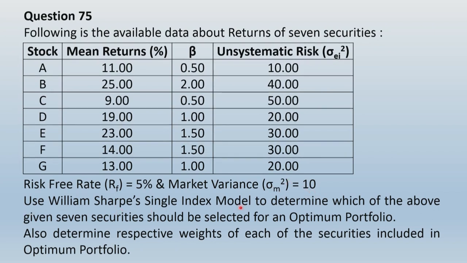Use William Sharpe's single index model to determine which of the above given 7 securities should be selected for an optimal portfolio, and also determine the respective weights of each of the securities included in the optimum portfolio. So friends, typically we just have to apply those 5 steps over here. So let us see how to present the solution.